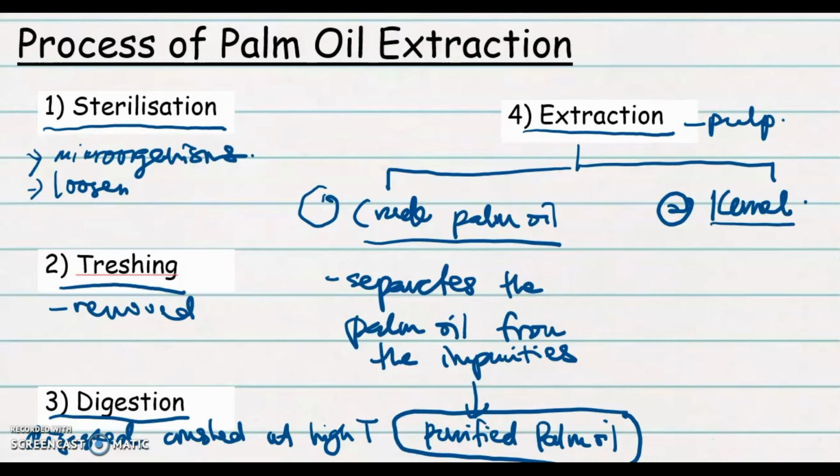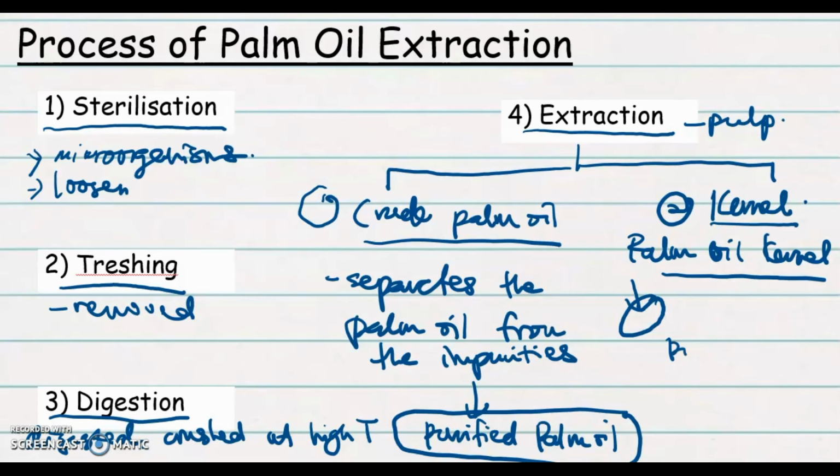Number two, about the kernel, we will produce palm kernel oil through extraction. This process involves grinding. So here the kernel, we will grind the kernel into small particles, heating and extracting the oil by pressing. So lastly, the crude palm kernel oil is purified.